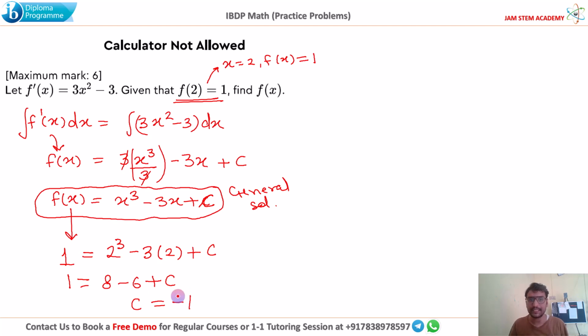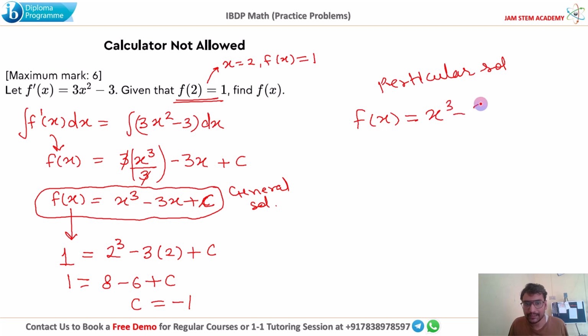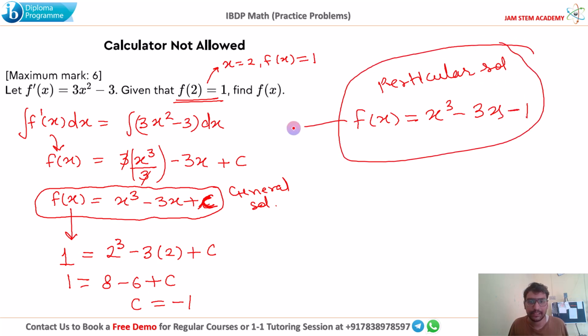So if c is negative 1, what is the particular solution? We needed the particular solution, which comes out as f(x) equals x cubed minus 3x. Now in place of this c, I have to write that particular value, negative 1. So this is the particular solution corresponding to this given condition.